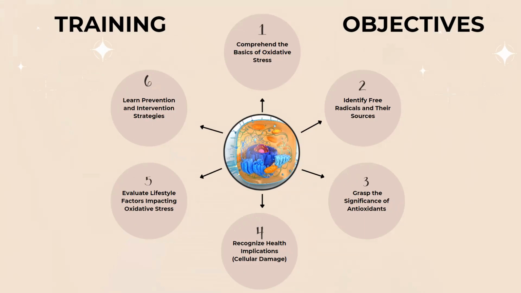The training objectives for this presentation are as follows. When you get done, you're going to be able to comprehend the basics of oxidative stress. We're going to identify free radicals and their sources. You will learn about the significance of antioxidants and recognize the risk factors or health implications from oxidative stress. And we'll evaluate lifestyle factors and how they can improve things for you. First, we'll talk about how they can negatively affect you, and then how you can choose lifestyle factors that will improve things for you. And then you'll learn preventive strategies.